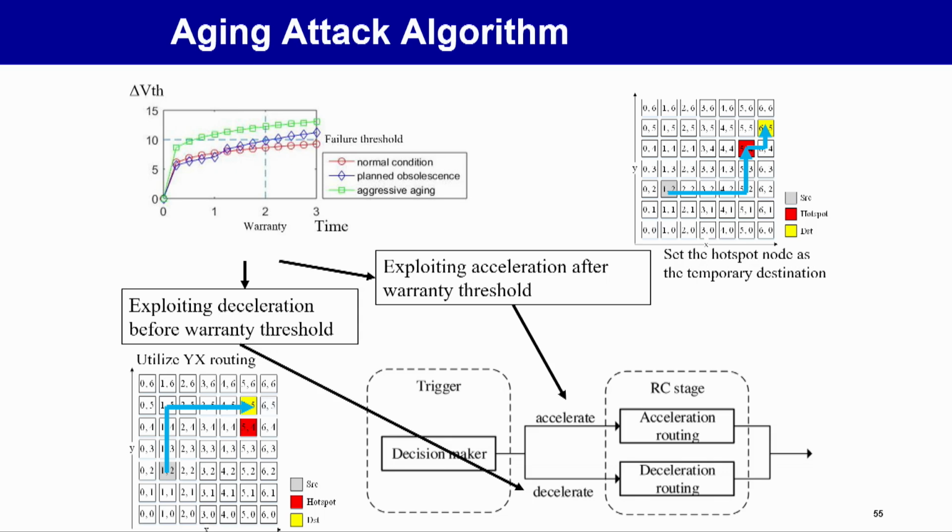So let's see, if that particular router is being used a lot and it is less than 2 years, you can try to use another path, something like XY routing, so that the hotspot is not used a lot. So this is one way to do the aging attack in a many core system that is based on the network on chip.